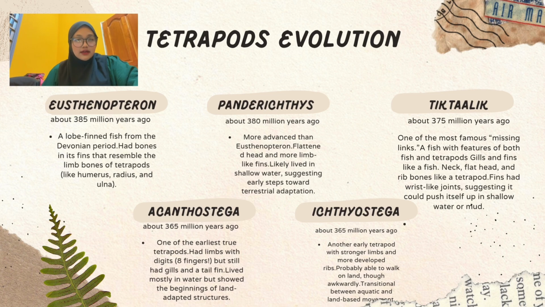For Acanthostega, about 365 million years ago, one of the earliest true tetrapods, it had limbs with digits. They had 8 fingers but still had gills and a tail fin. They lived mostly in water but show the beginnings of land-adapted structures. And Ichthyostega, about 365 million years ago, another early tetrapod with stronger limbs and more developed ribs, probably able to walk on land, though awkwardly, transitional between aquatic and land-based movement.